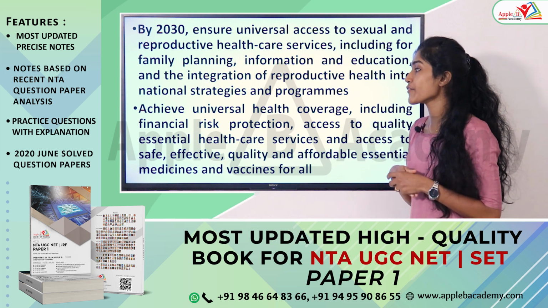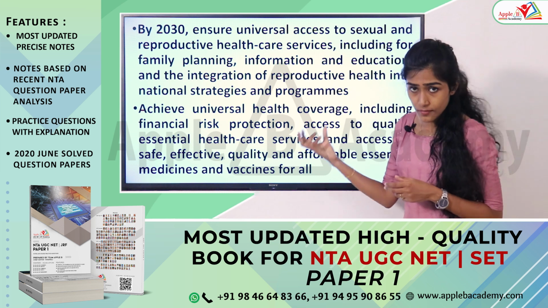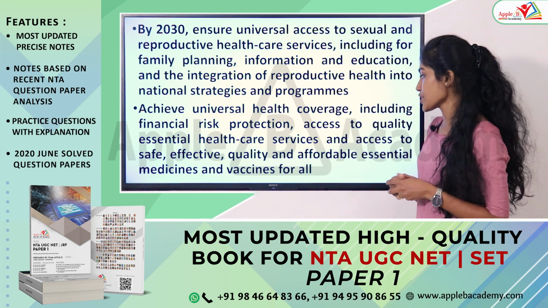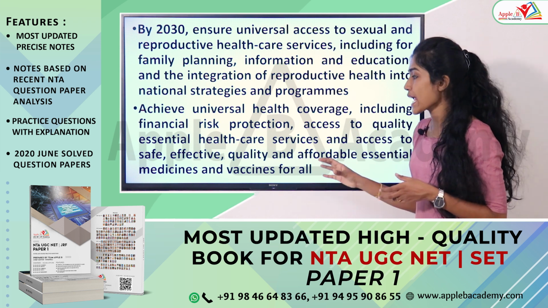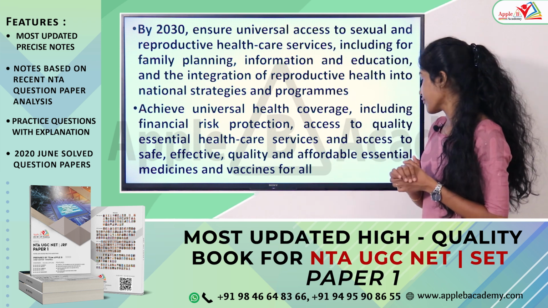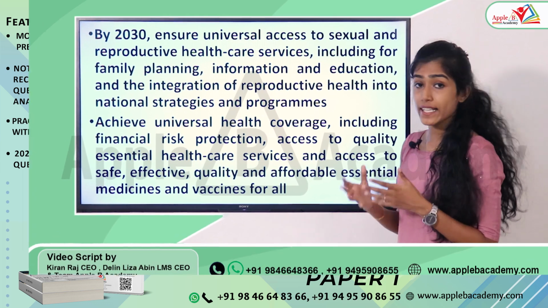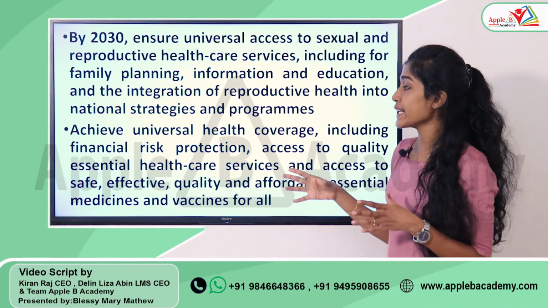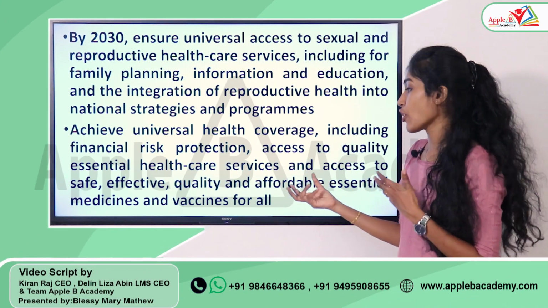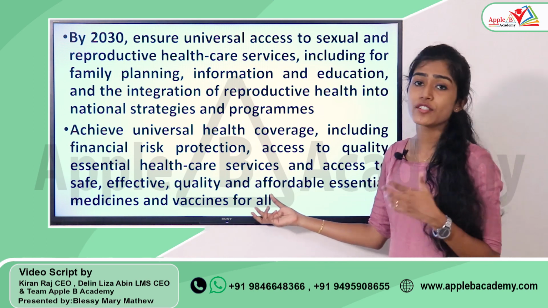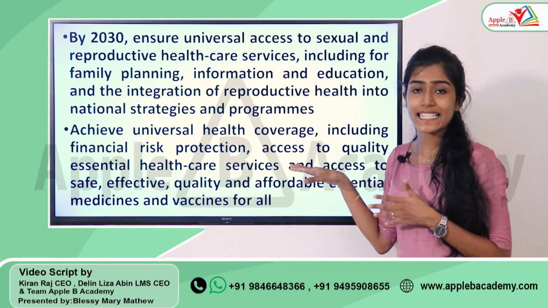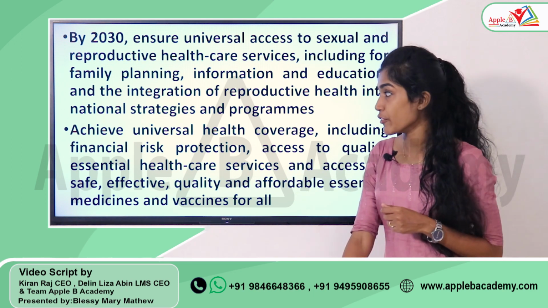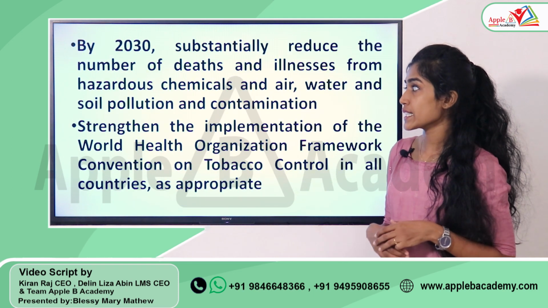And then we have achieve universal health coverage, including financial risk protection, access to quality essential healthcare services, and access to safe, effective, quality and affordable essential medicines and vaccines for all. So basically providing these kinds of affordable essential medicines and vaccines to everyone, equally providing this kind of assistance to people. That is again a very important thing that comes under this particular goal.